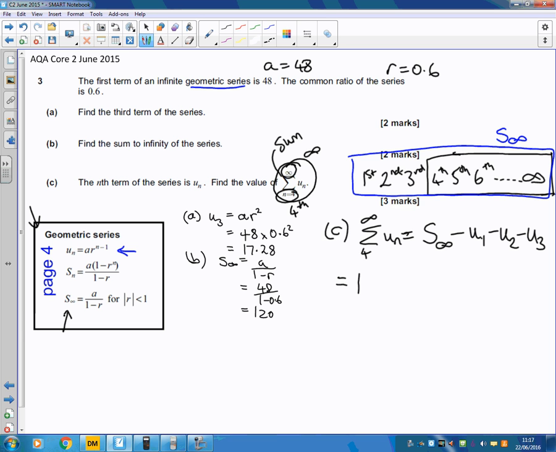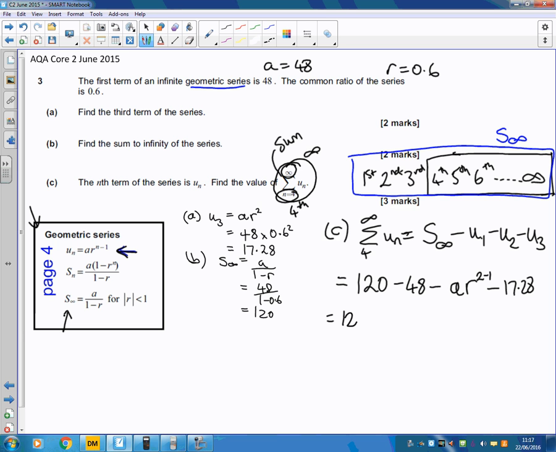So all of them added up is 120. The first term is 48. The second term we don't yet know, but we can use the formula again. So the second term is going to be AR to the power of 2 minus 1. And we do know the third term because we found that in part A.